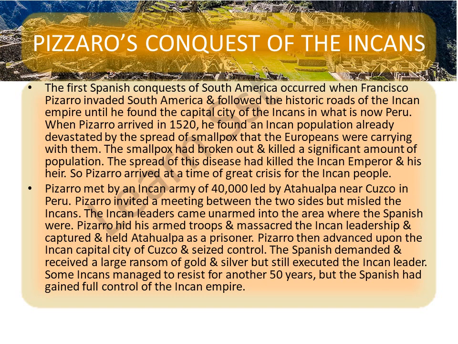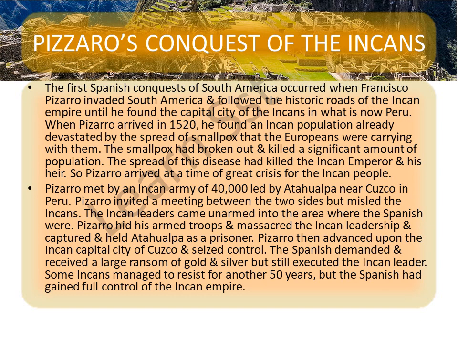Pizarro met an Incan army of 40,000 led by Atahualpa near Cusco in Peru. Pizarro invited a meeting between the two sides but misled the Incans. The Incan leader came unarmed into the area where the Spanish were. Pizarro hid his armed troops, massacred the Incan leadership, and captured and held Atahualpa as a prisoner.